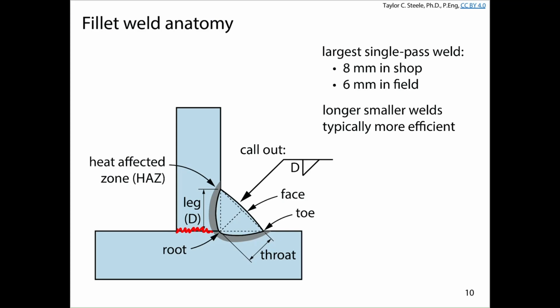The corner is called the root of the weld. That's where you tend to get some stress concentrations, and it's important to have adequate penetration into that spot so that we don't have any kind of fatigue cracking going on in those locations.